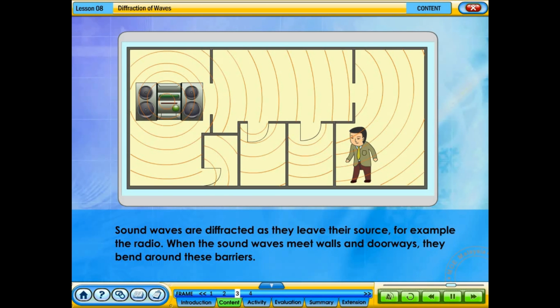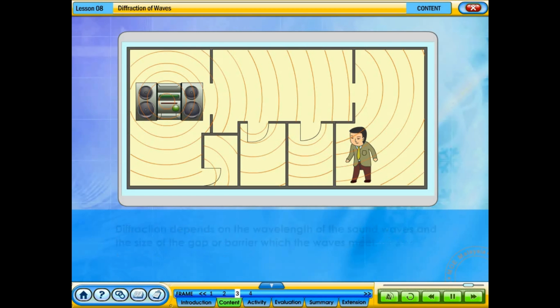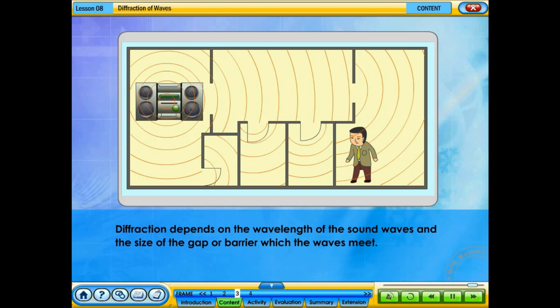Sound waves are diffracted as they leave their source, for example, the radio. When the sound waves meet walls and doorways, they bend around these barriers. Diffraction depends on the wavelength of the sound waves and the size of the gap or barrier which the waves meet.